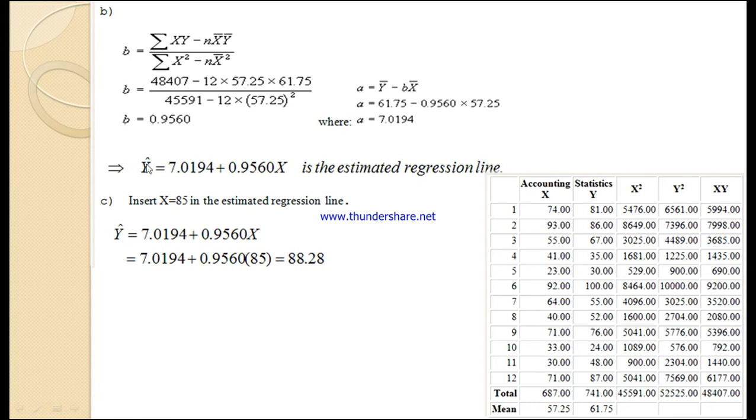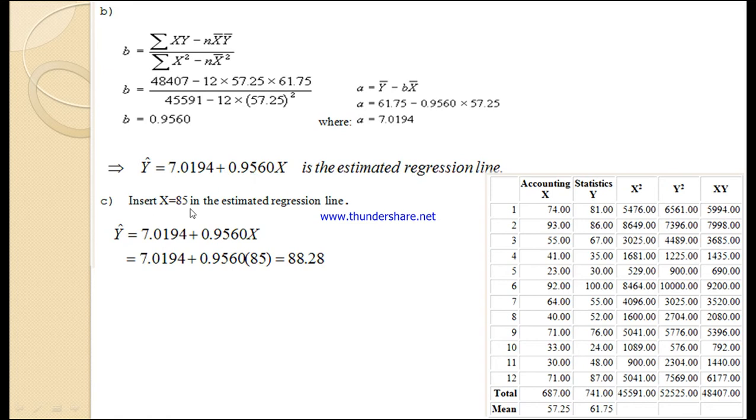Therefore, the estimated y hat, or the estimated model for the dependent variable, is y hat equal to a plus b times x. Therefore, y hat is equal to a, in our case 7.0194, plus b, in our case 0.9560, times x. This is the estimated regression line, or the equation for the regression line that shows the correlation or relationship between x and y.